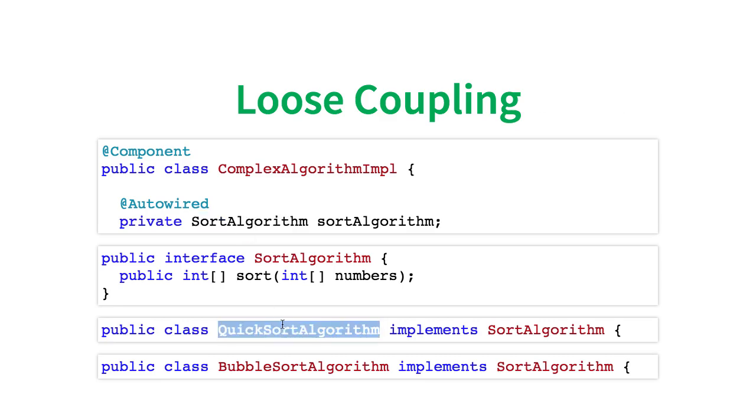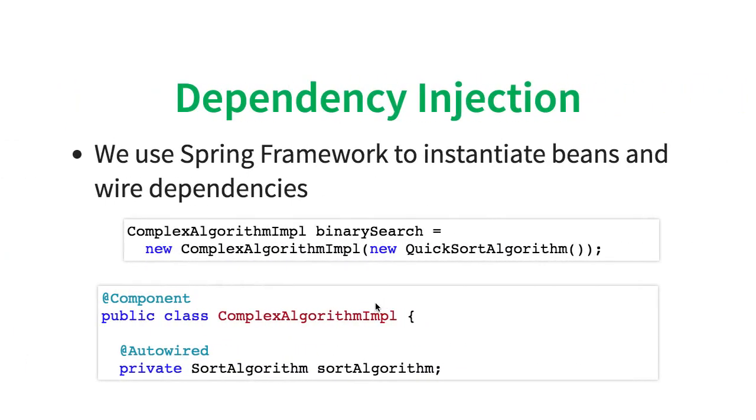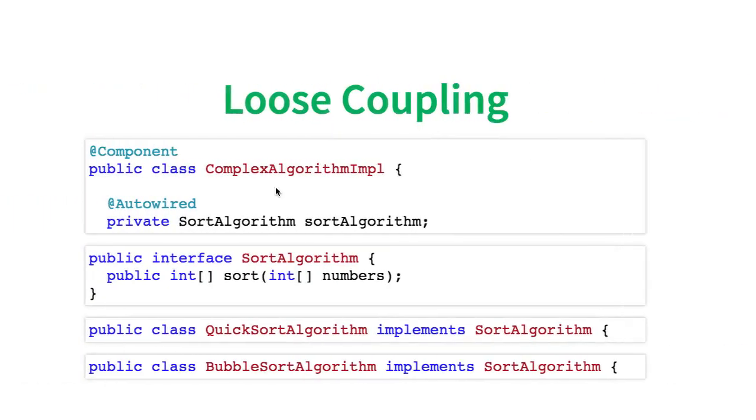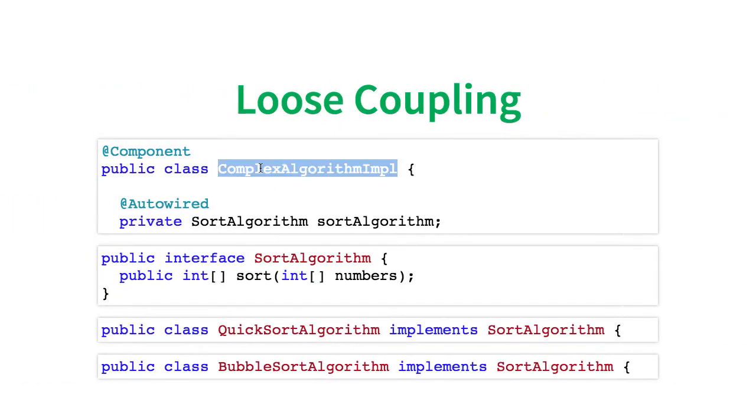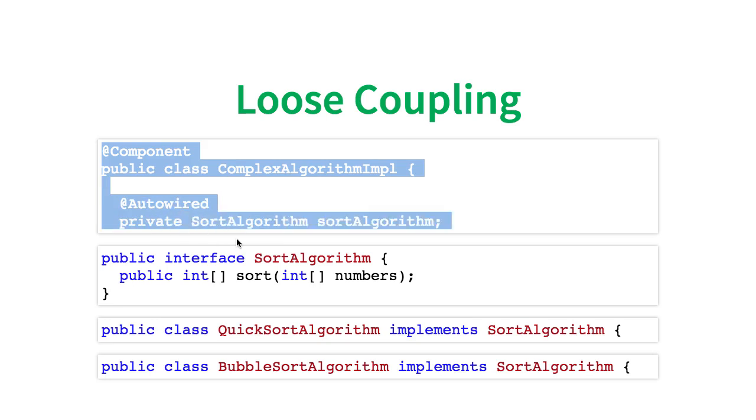It finds, let's say, quick sort algorithm. And what it does is it creates an instance of the complex algorithm IMPL, passing in quick sort algorithm, and it would instantiate the complex algorithm IMPL. So the Spring Framework instantiates the components and injects the dependencies in. All that you need to do as a programmer is to define @Component, and you can say @Autowired, and whichever one of these you'd want to use.